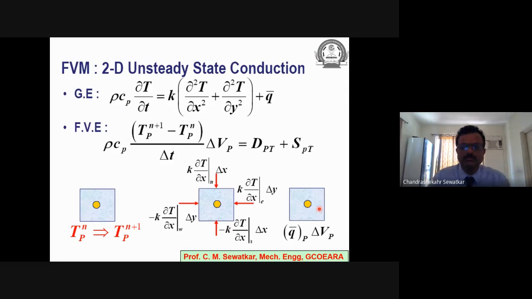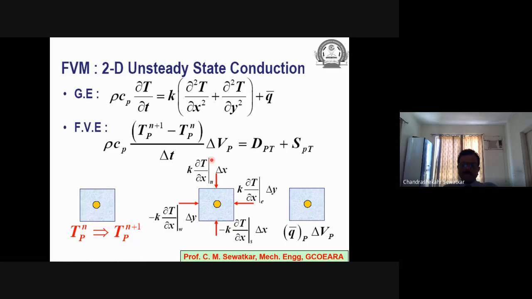So all these terms are now put together in the diagrammatic form here. I am trying to give you the physical understanding of the unsteady state algebraic equation, so I can write down this equation directly also. See, my Tp is changing from Tp at nth level to Tp at n plus 1 level. That's one thing. And then there is conduction heat transfer, which, if I consider the west phase, is minus k dT by dx at W into delta y across the west phase.